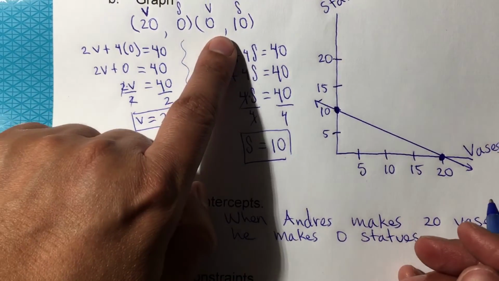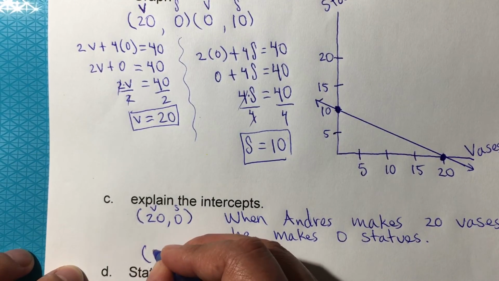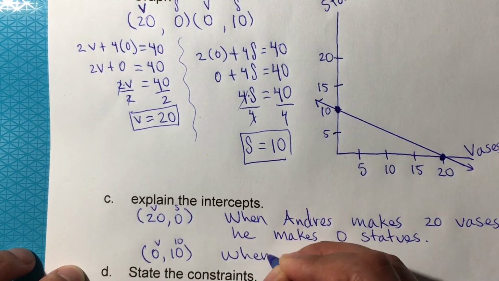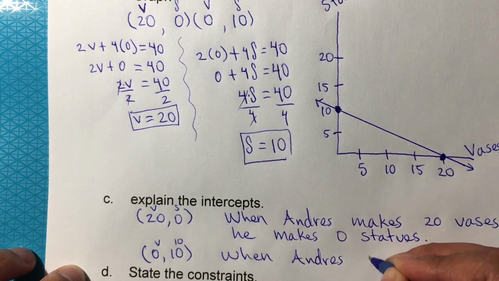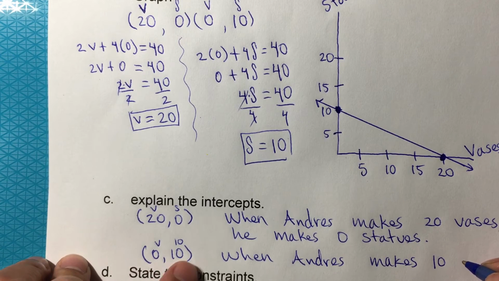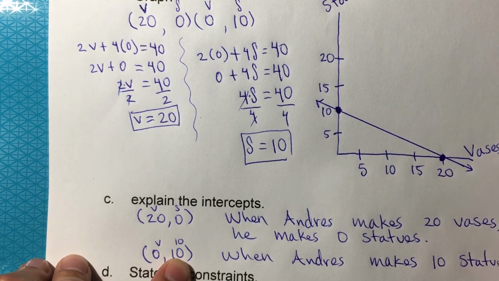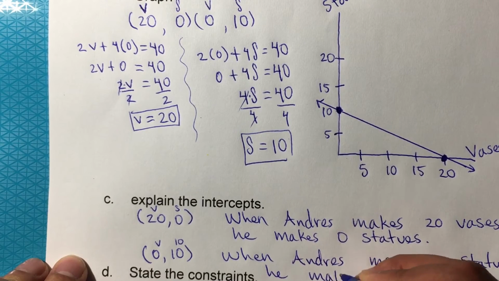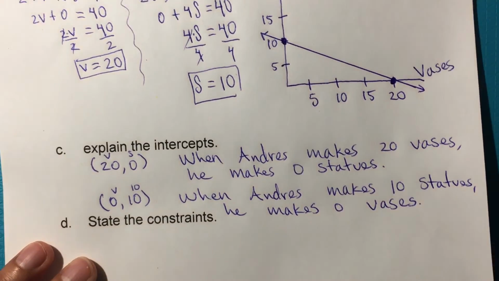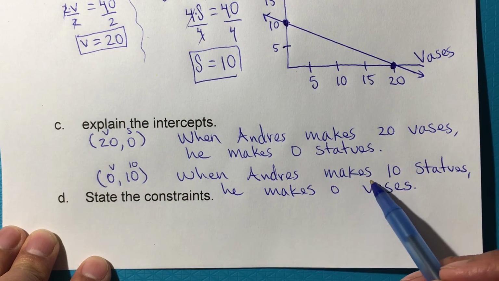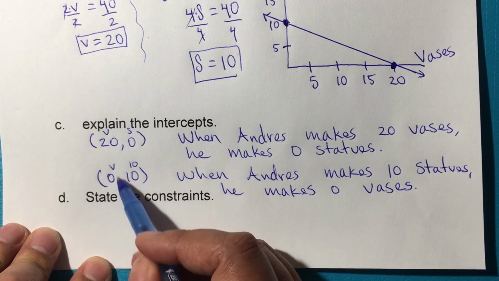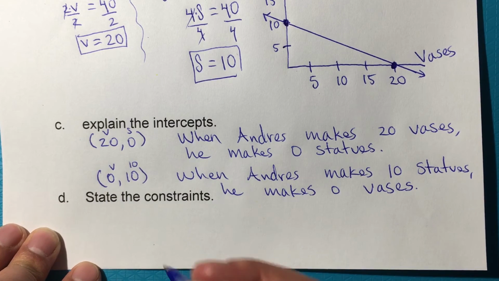And the other is 0, 10. When Andres makes 10 statues, he makes 0 vases. Okay, sorry about that. And you can also write when Andres makes 0 vases, he makes 10 statues. If you want to switch these ones, that's fine. To write about this one first and then this second, it's up to you.